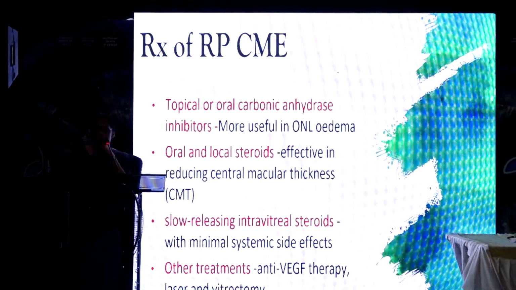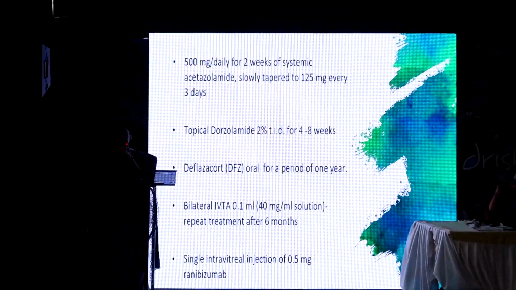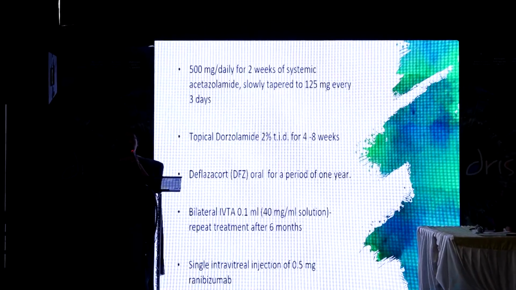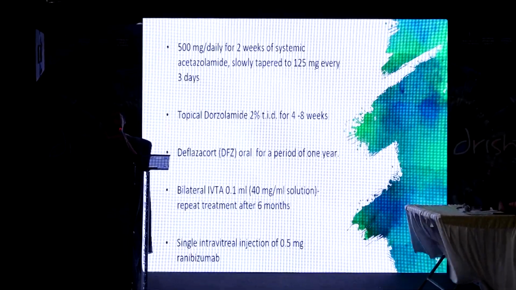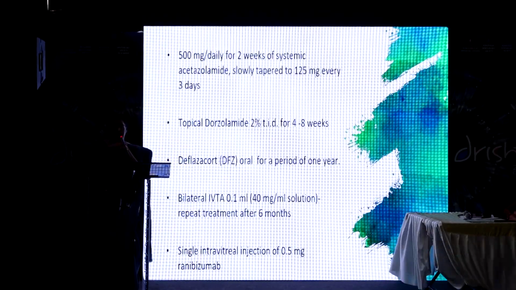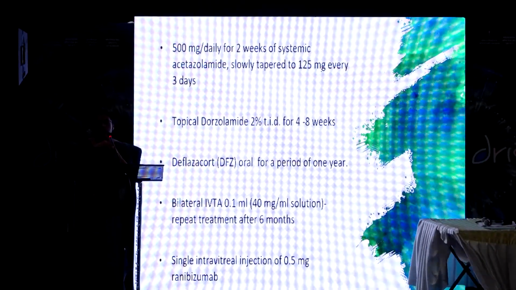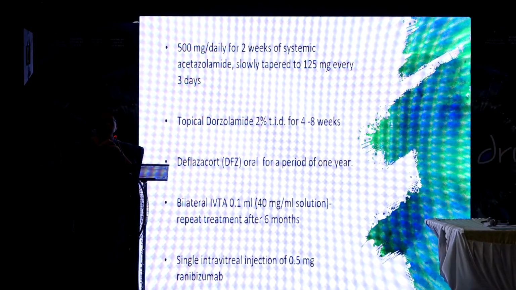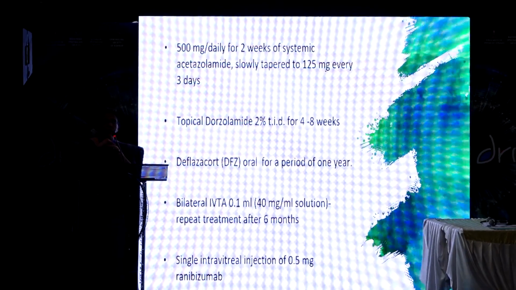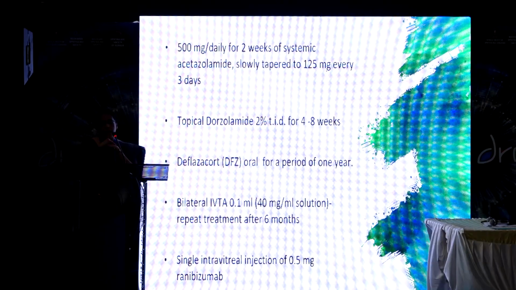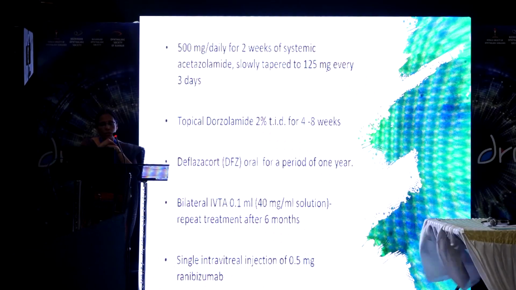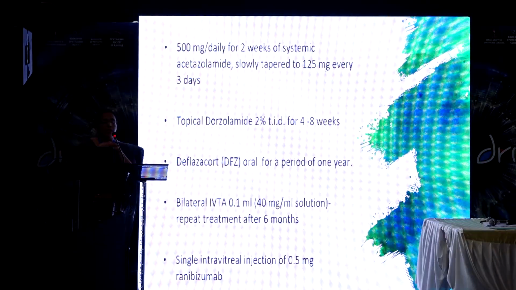And lastly is anti-VEGF. So how do you give these steroids? Oral steroids, 500 milligrams daily. You taper it slowly to 125 milligrams every 3 days, and usually you need to continue this for 1.5 months at least. And similarly, topical dorzolamide 2% TID. For 1 year, you can give oral steroids, deflazacort, and otherwise intravitreal injections.